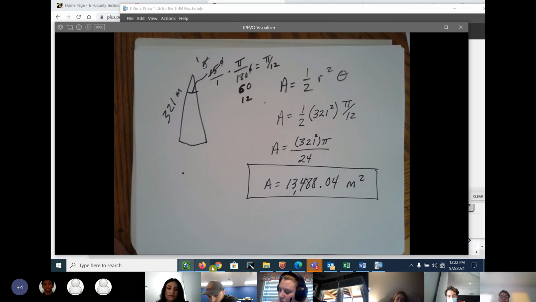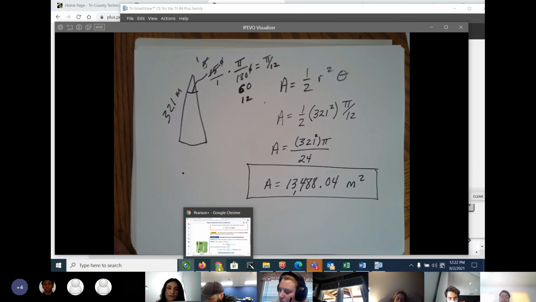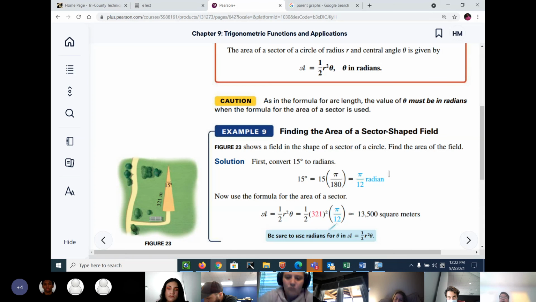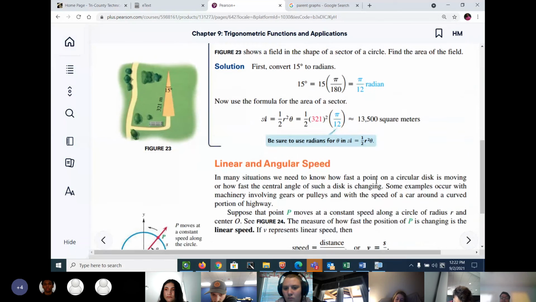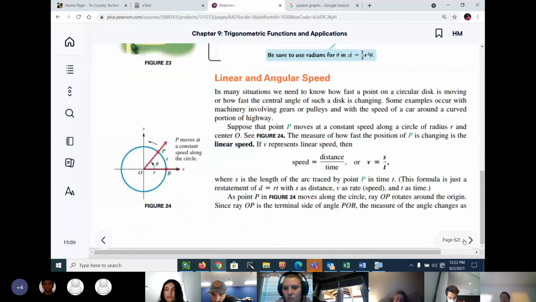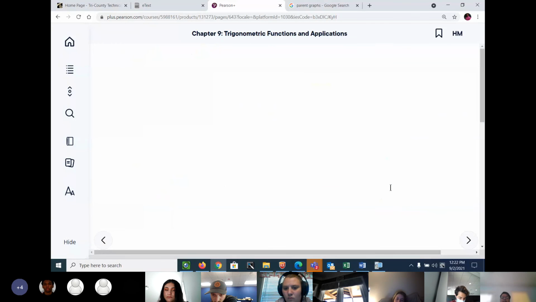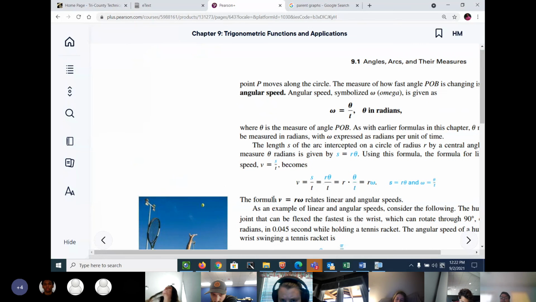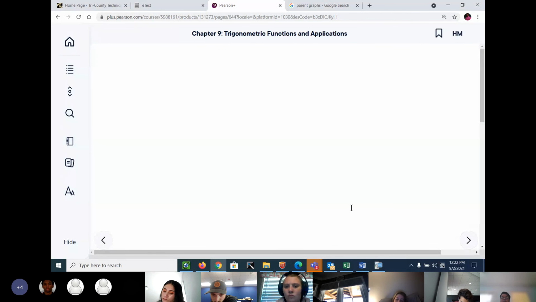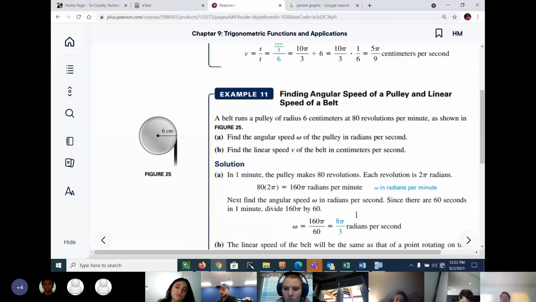And that should be it for, yeah, that's it. 13.5, they rounded up. It does say probably round up somewhere. So they rounded up to 13.5. Actually, it doesn't say round up. They just did. That's it.